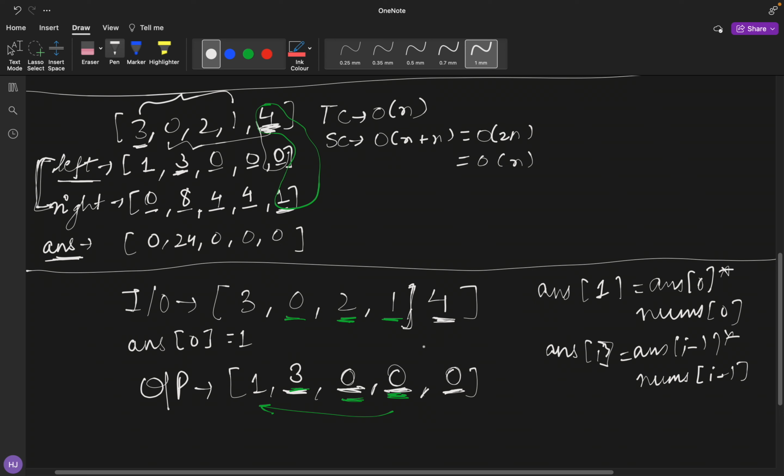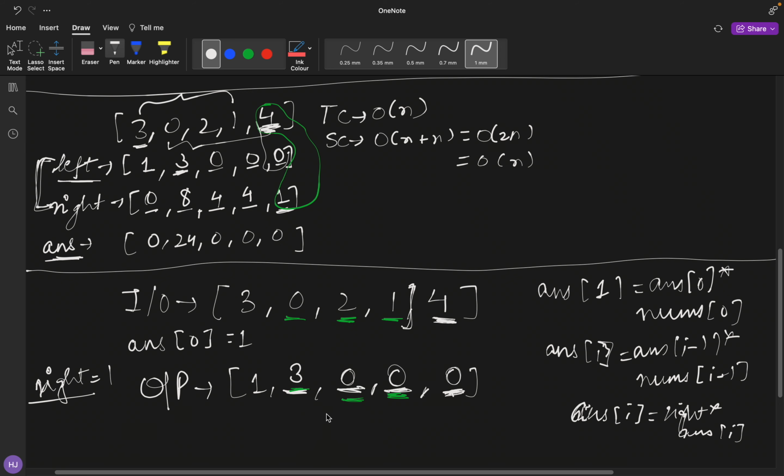So fair enough. So now let's move on to how to find these products from the backward direction, from the right direction. So instead of taking any right array, what I have thought is I'll simply take a variable right initialized to 1, and then I will store in my answer of I the product of right into answer of I. I'll basically multiply this with the right.